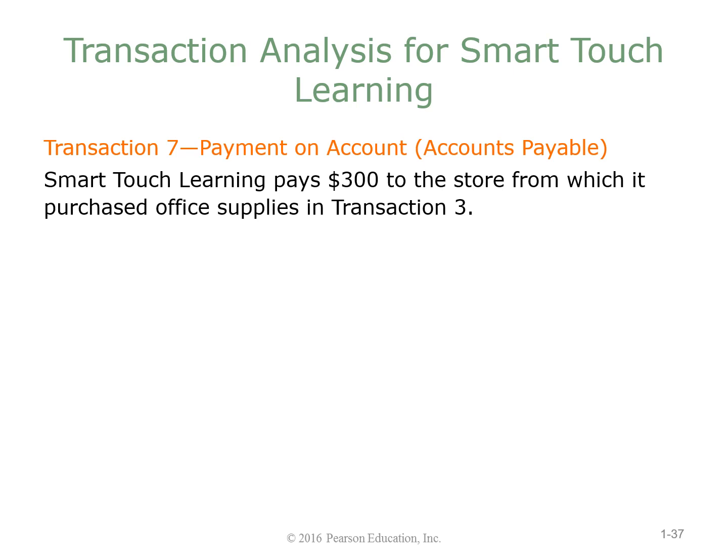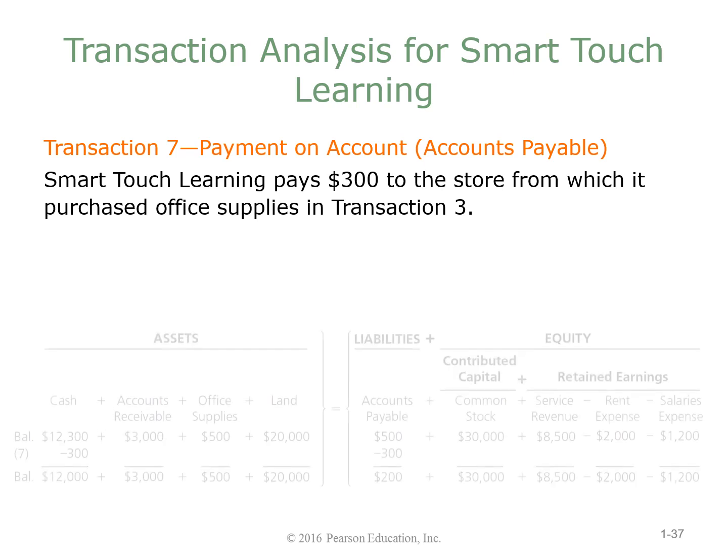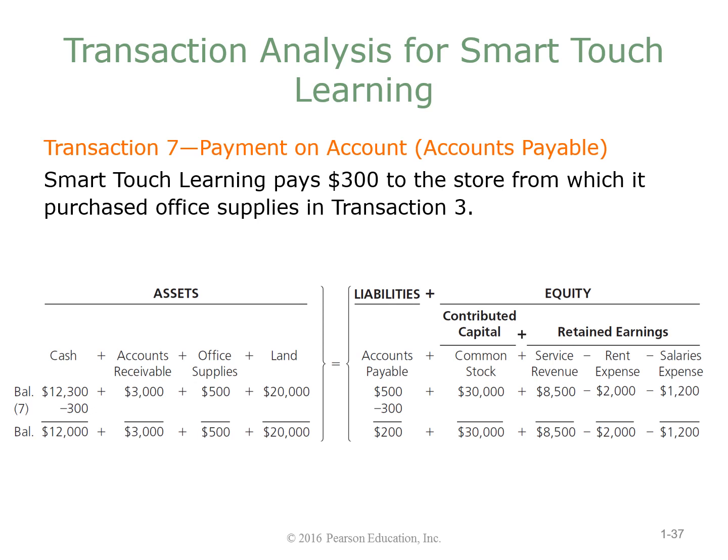Payment on account, which is accounts payable. Smart Touch Learning pays 300 to the store from which it purchased office supplies in transaction 3. Okay, we paid 300, and the accounts payable, out of the 500 that we owed the store, has decreased by the 300. So again, the two sides are equal.